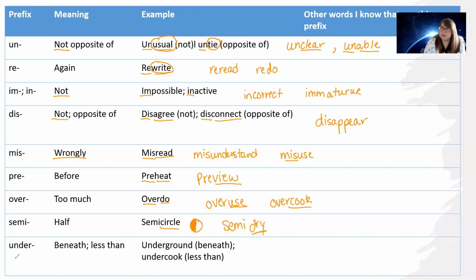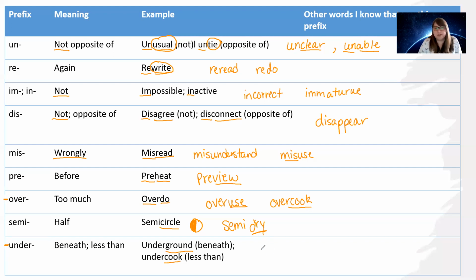And our last common prefix that we need to know is under. Now, just like over, it is a word all by itself, but when you attach it to another word, it becomes a prefix. So under means beneath or to have something that is less than. So my two words that are my examples here are underground, which literally means beneath the ground, or undercook, which literally means to cook something less than it needs to be done.